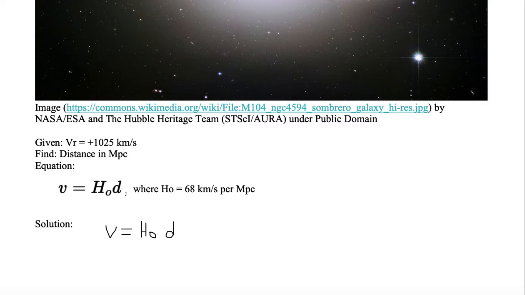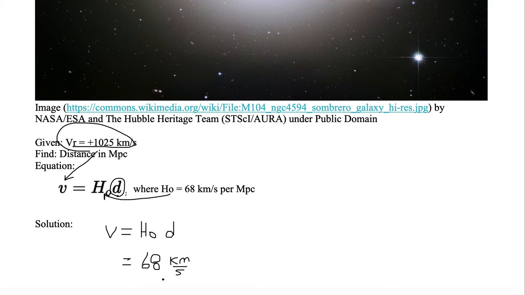Well, let's identify variables and values. We're given the radial velocity of 1025. Well, we know that that is the v value, and h naught is given to us, so the only thing we need to solve for is d. So let's substitute in what we can. We know h naught is 68 kilometers per second per megaparsec. So I'm going to make a small kilometers per second on the top to go at 68.